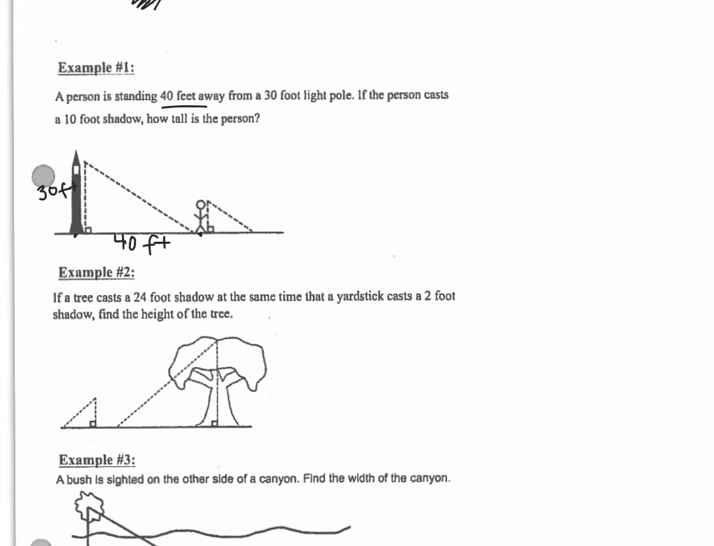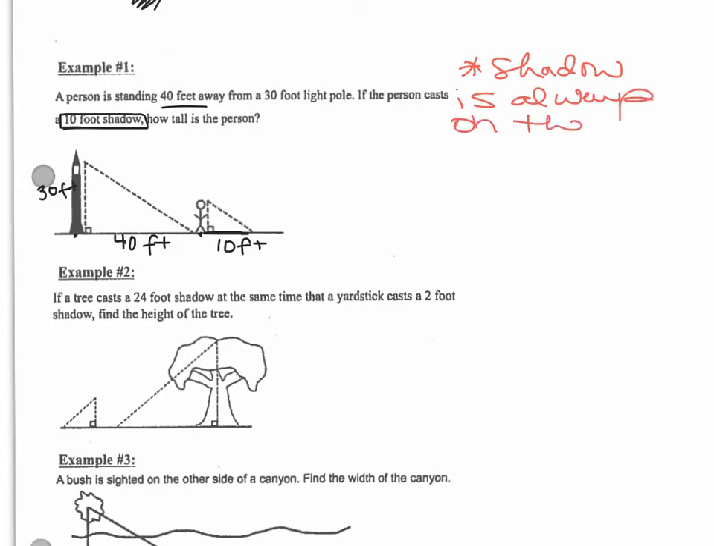And it says if the person casts a 10-foot shadow. This is going to sound really ridiculous, but a lot of people don't know where shadows go. Think about it. When you're walking on the street and you have your shadow, is your shadow on the ground or is your shadow up in the air? Your shadow is always on the ground. Your shadow's never going to be this distance here because that's up in the air. So 10 feet goes right there. If you need to write that down so your brain remembers: shadow is always on the ground.